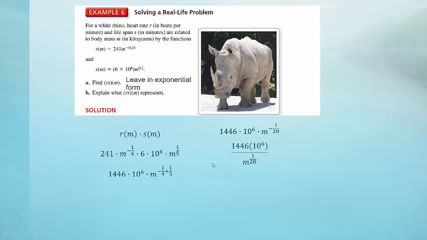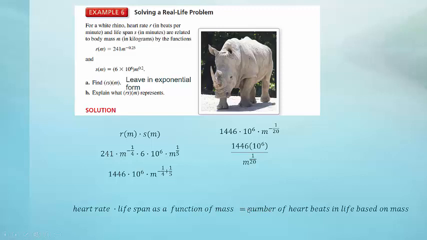Then letter B says we want to explain what that actually means. So let's consider we have the formula for his heart rate. So this is his heart rate. And we're taking that times his lifespan. And that is all based on whatever his mass is. So we just say, oh, it's all a function of mass. So if he weighs differently, he's going to have different outcomes for each of these. So what that's going to equate to is the number of heartbeats in his lifetime based on his weight.